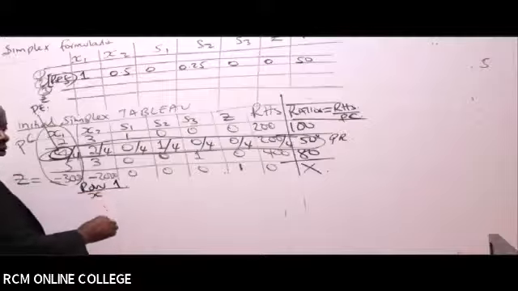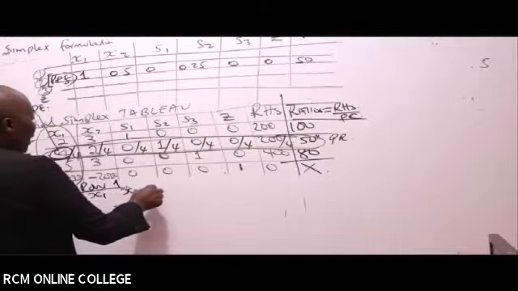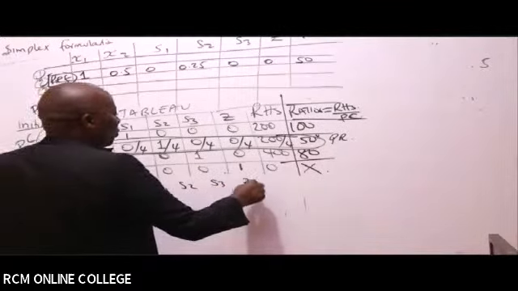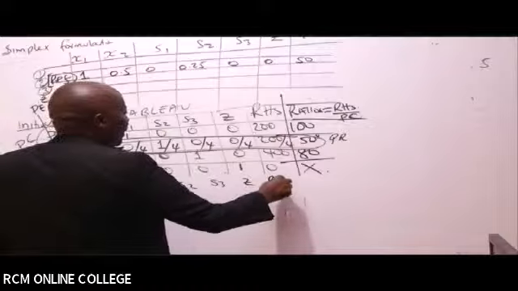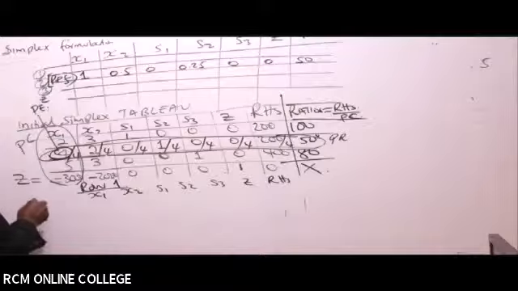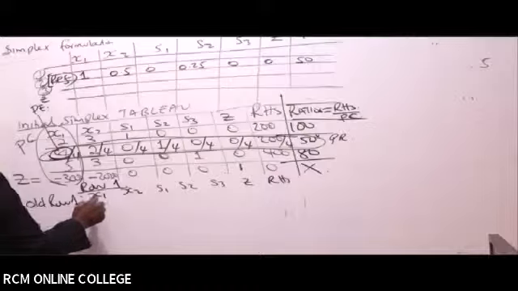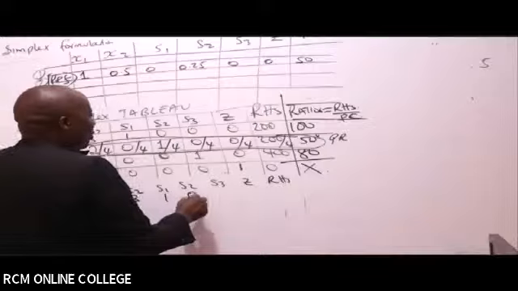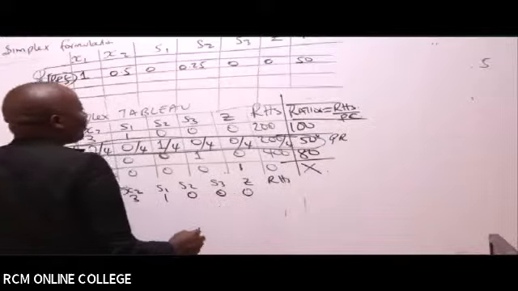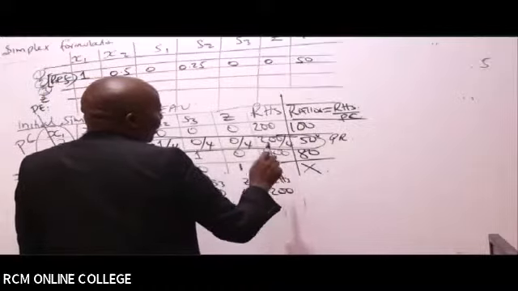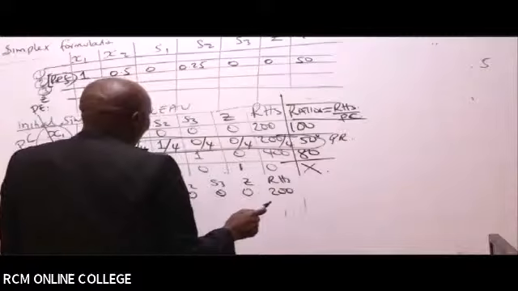Of course we have here x1, x2, s1, s2, s3. Then we have z, and the right hand side. You take the old row 1. What do we have here? We have 2, 3, 1, 0, 0, 0, and then 200. Remember, as I'm doing these calculations, I don't have the ratios.